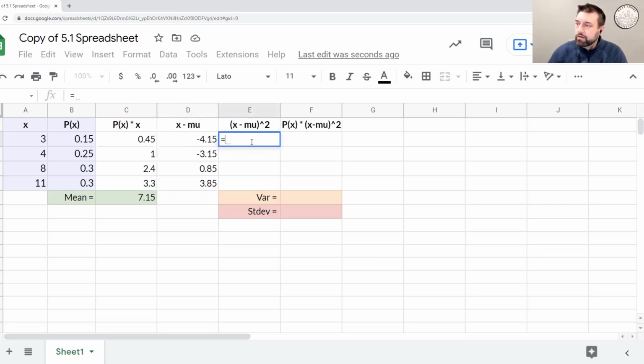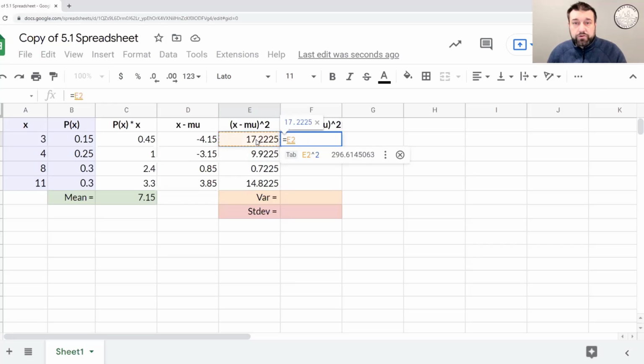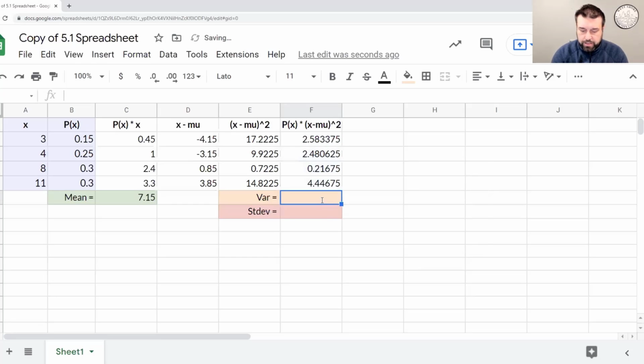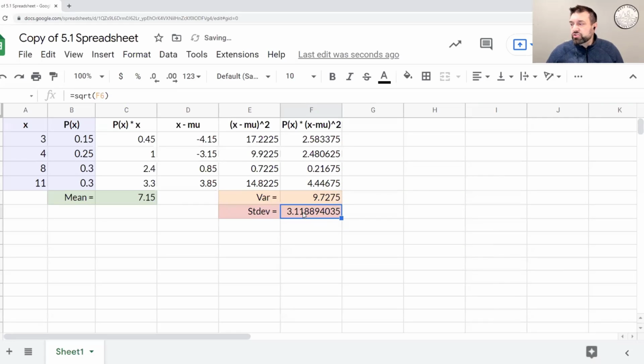I'm going to square the difference from the mean. So we'll take that to the 2nd power. We'll fill this down. And now here's the new wrinkle. This is the new thing that we're doing because we're dealing with probability distributions. I need to take this difference from the mean squared, and multiply it by the corresponding probability for that outcome. And so I do this for each one. Add these all up, and that is the variance. And then once you've got the variance, the next step is pretty simple. You square root the variance. And here's your standard deviation. So that's how you build the spreadsheet for 5.1.